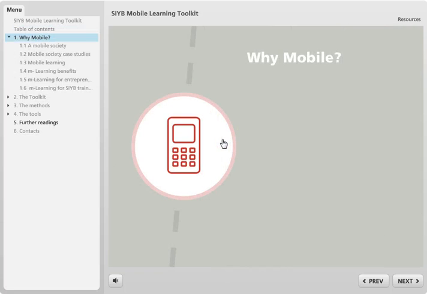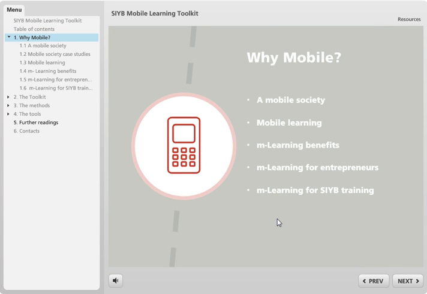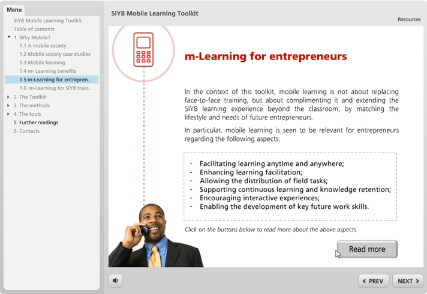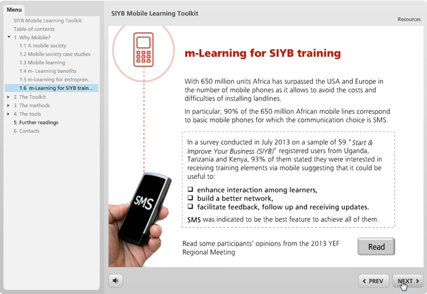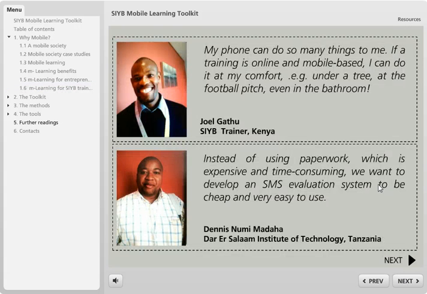The Why Mobile section in particular gives an overview of the mobile learning and mobile society concepts. It lists mobile learning benefits, but in particular we also wanted to stress how mobile learning is important for entrepreneurs, and we also wanted to integrate direct feedback from SIYB trainers by, for example, integrating the interviews that we made at the YEF regional workshop in Nairobi. What you can see now are screenshots from the interviews recorded during that event.